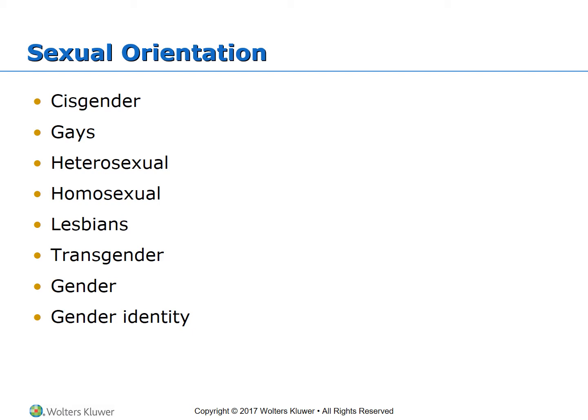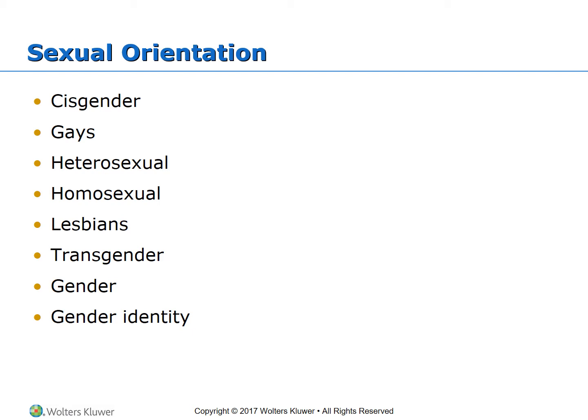Sexual orientation. We have asexual, which is individuals who are not particularly attracted to either sex. Bisexual, individuals who are attracted to both sexes. Cisgender, or cis, or cissexual. They identify with the gender that was assigned on their birth certificate. Gays are men who are attracted to other men or women who are sexually attracted to other women. Heterosexual, individuals who are attracted to the opposite sex. Homosexual is individuals who are attracted to persons of the same sex. Lesbians are women who are sexually attracted to women.